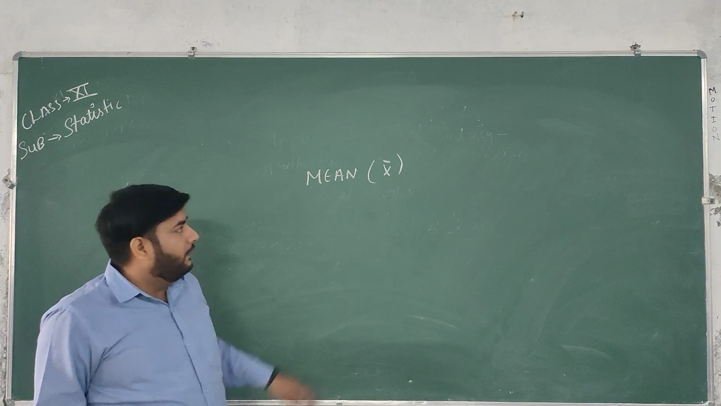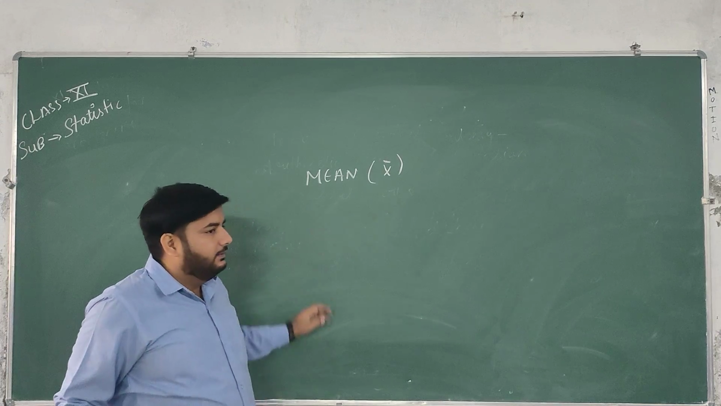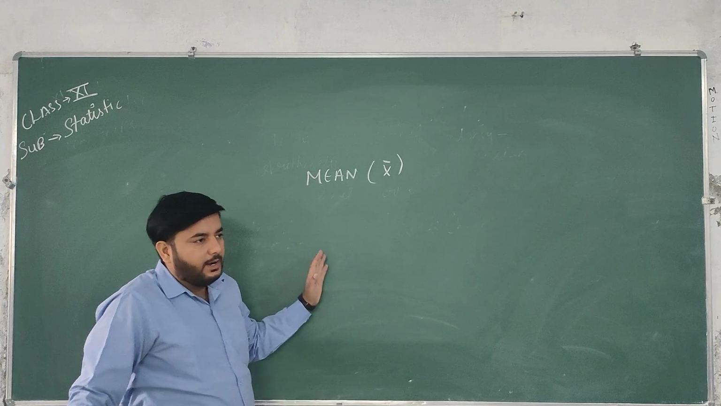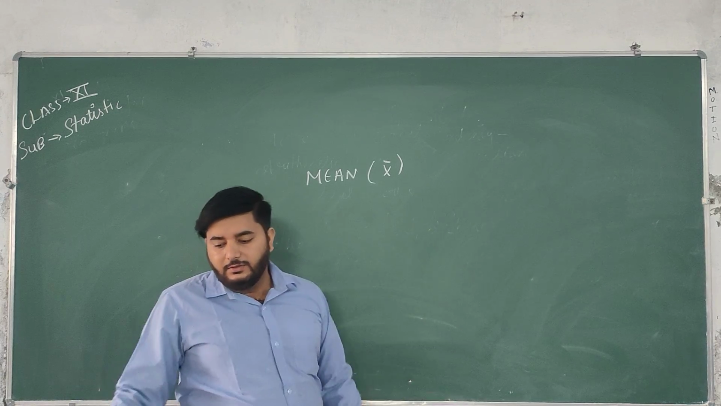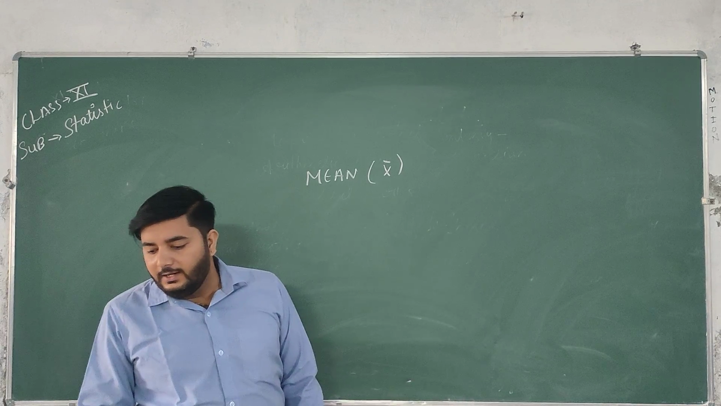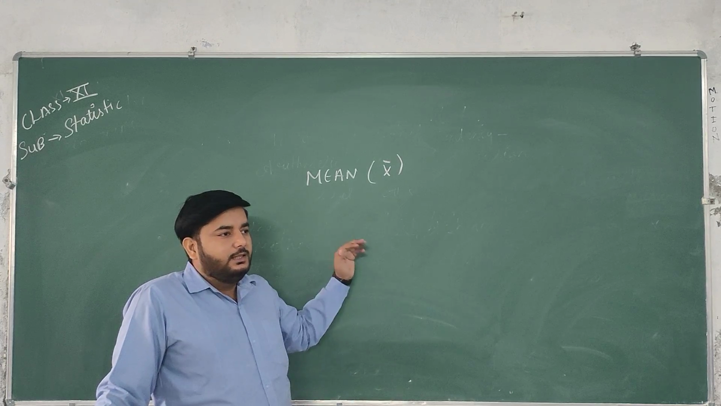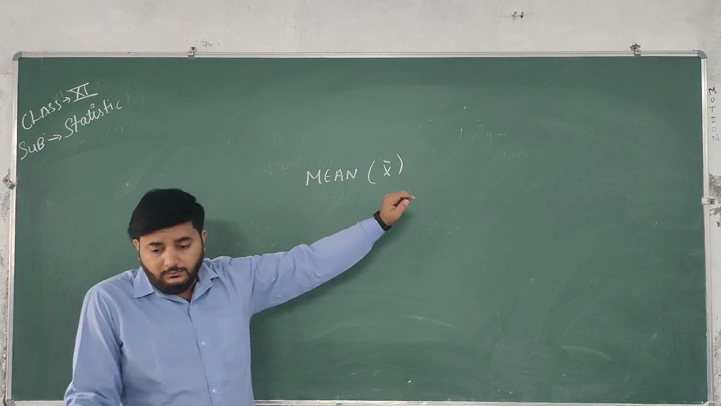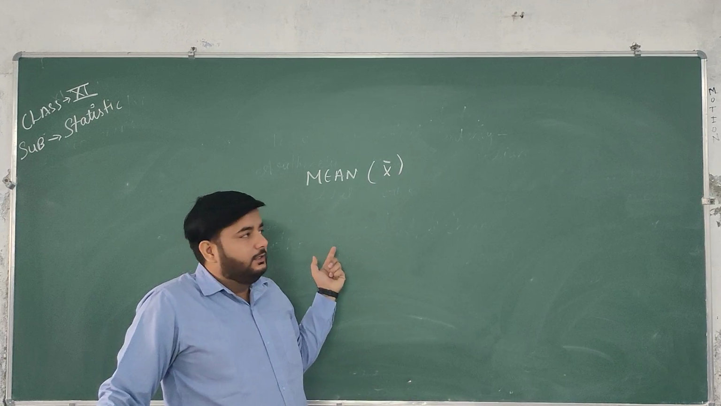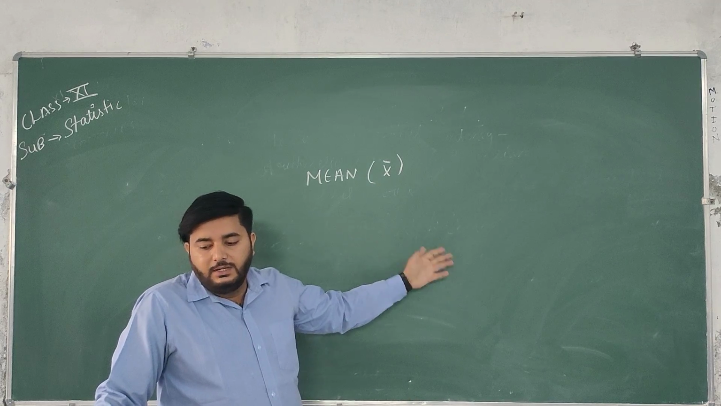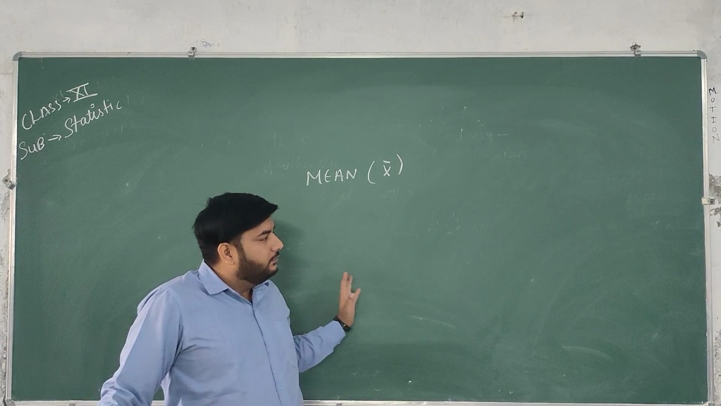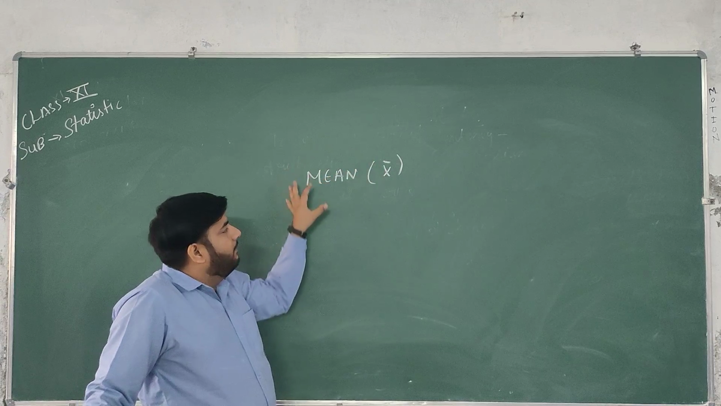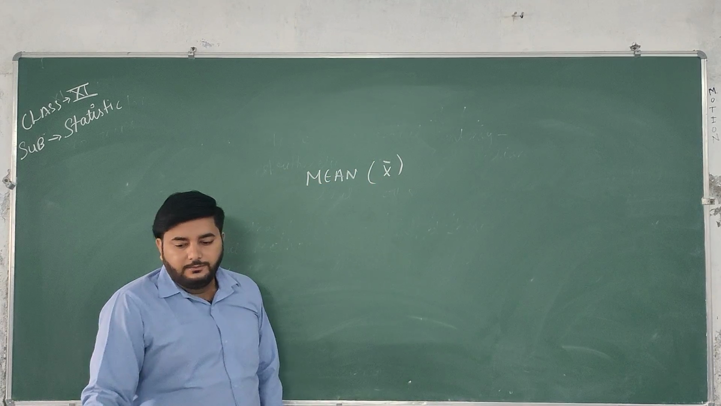Yesterday we discussed the new chapter, measures of central tendency. Measures of central tendency are divided into mathematical averages, positional averages and commercial averages, and they are also subdivided into other parts. Mathematical averages are divided into arithmetic mean, geometric mean and harmonic mean. According to the syllabus provided by the CBSE, we study only the arithmetic mean.